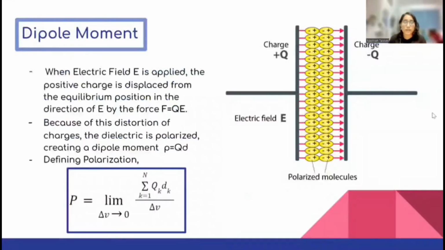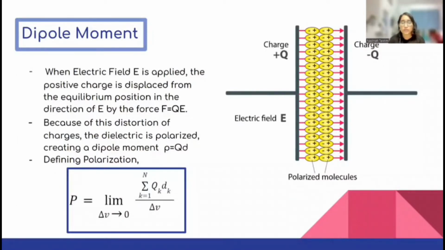In the initial period, an atom or a molecule is usually neutral because of the equal number of positive and negative charges in it. When an electric field E is applied, the positive charge is displaced from the equilibrium position in the direction of E by the force F equals QE, while the negative charge is displaced in the opposite direction by the same force. Because of this distortion of charges, the dielectric is polarized, creating a dipole moment p equals Qd, where d is the distance between the distorted negative charge and the positive charge.